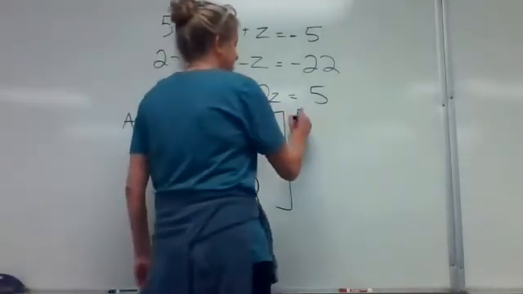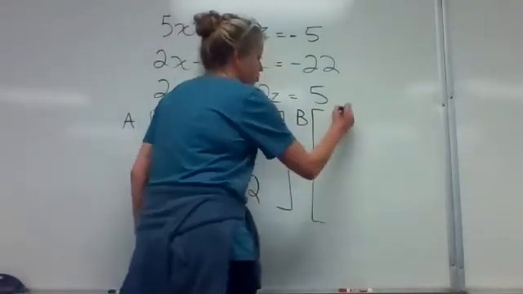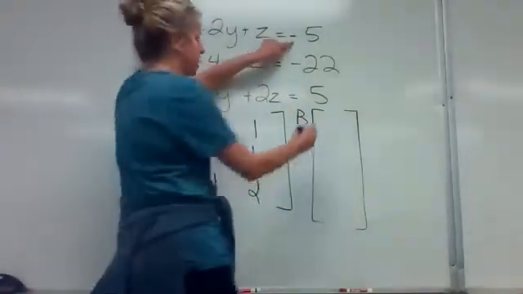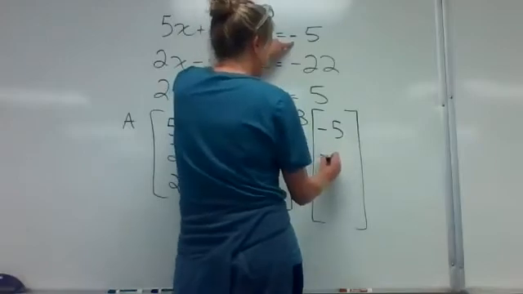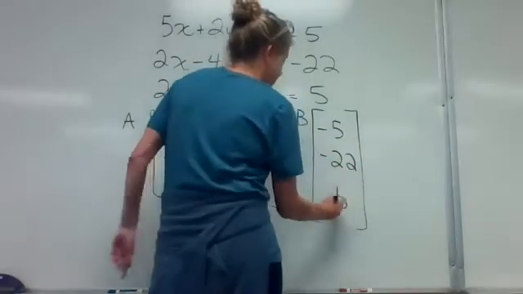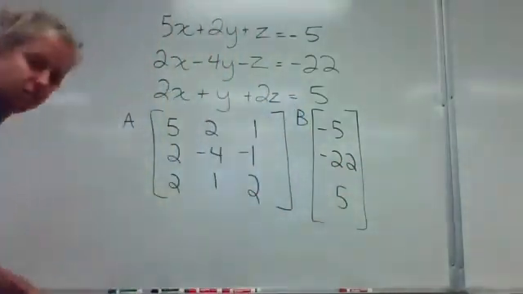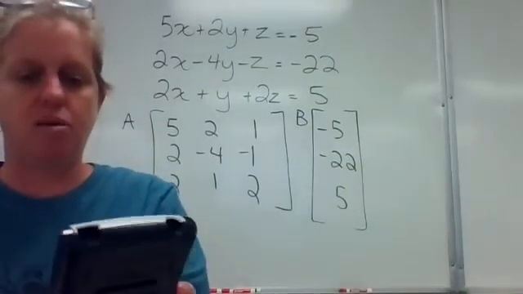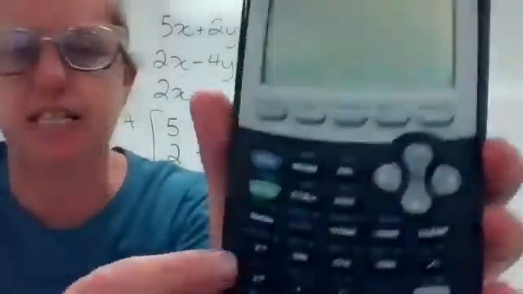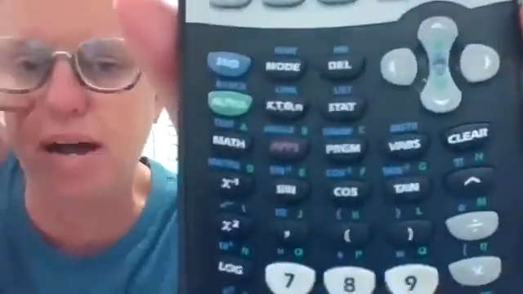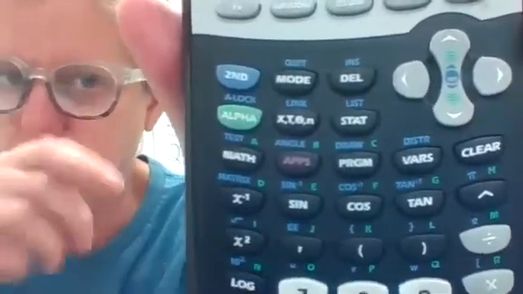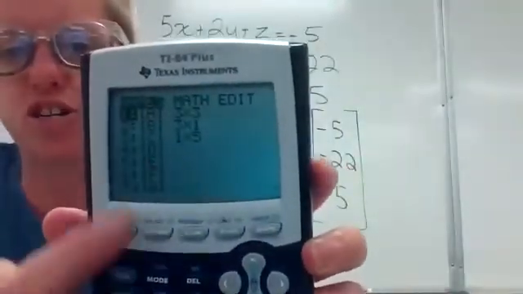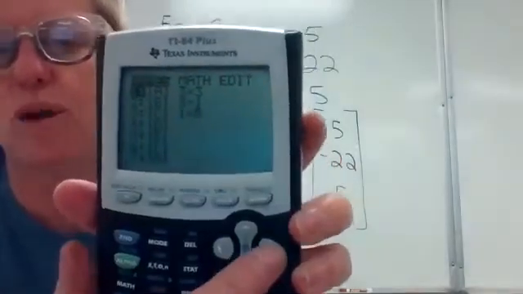Matrix B will be this column that's on the right side of the equal symbol. So -5, -22, 5. Okay, so let's put this in our matrix function in our calculator. So remember where your matrix is. It's the x to the -1 button, but it's blue, which just means I need to hit the second button first. So second matrix, and make sure you're going over to edit.